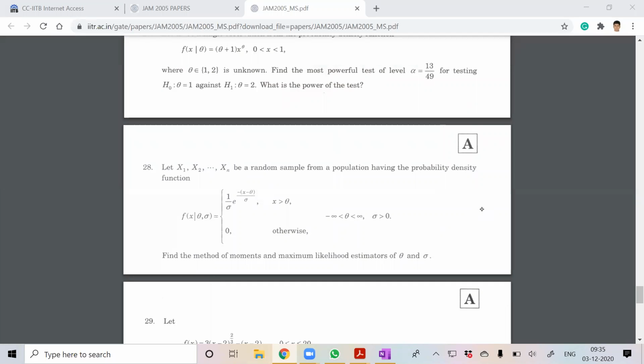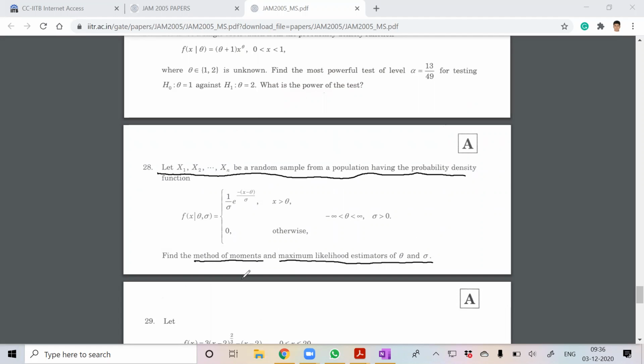Question number 28: let x1, x2, ..., xn be a random sample from a population having PDF f(x) involving parameters theta and sigma, which is 1 by sigma e raised to the power minus (x minus theta) upon sigma, when x is more than theta, 0 otherwise. The question is: find the method of moments and maximum likelihood estimator of theta and sigma.